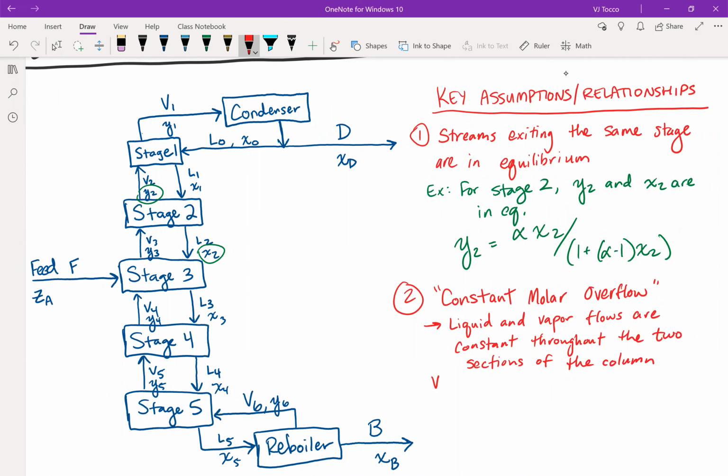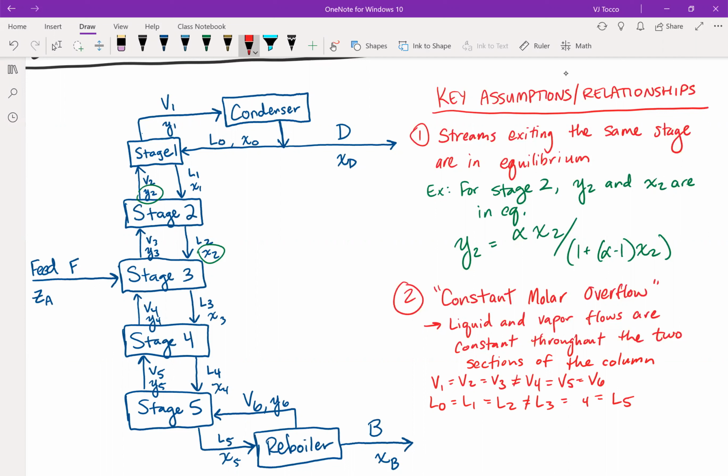So for example, V1 is equal to V2, and V2 is equal to V3, but V3 is not necessarily equal to V4 because V3, V2, and V1 are all in the rectifying section of the column. V4 is in the stripping section of the column, so it doesn't count. However, V4 is equal to V5, and that is equal to V6. Same thing for the L's. So L0 is coming from the condenser, is equal to L1 is equal to L2, but this is not equal to L3 is equal to L4 is equal to L5.